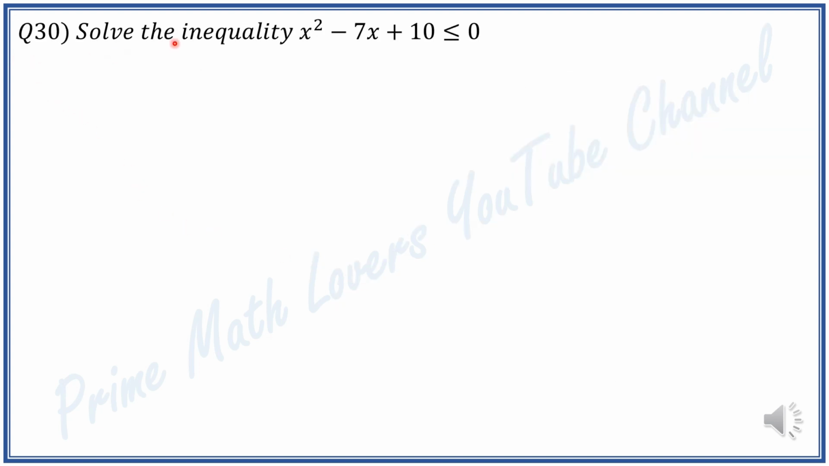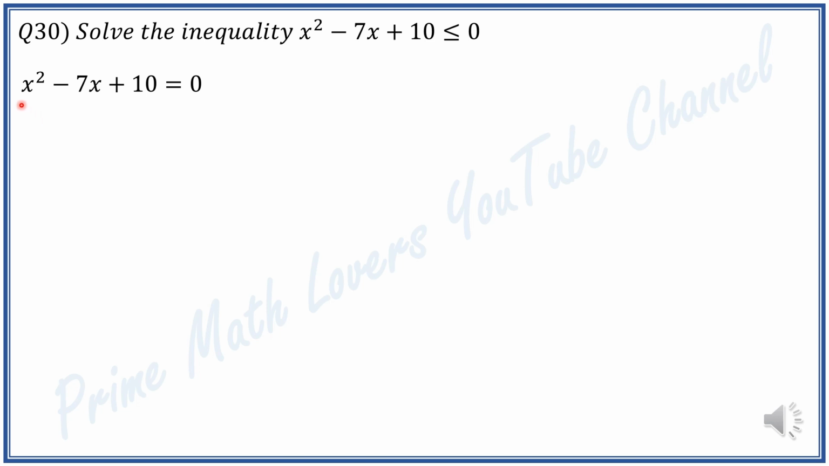Question 30. Solve the inequality x squared minus 7x plus 10 is less than or equal to 0. First, we find the roots of the quadratic equation x squared minus 7x plus 10 is equal to 0. We can do this by the factoring method or using the quadratic formula. I'm doing this with the factoring method.